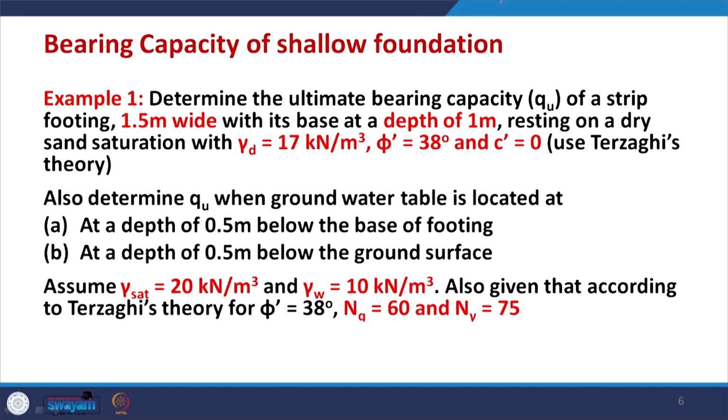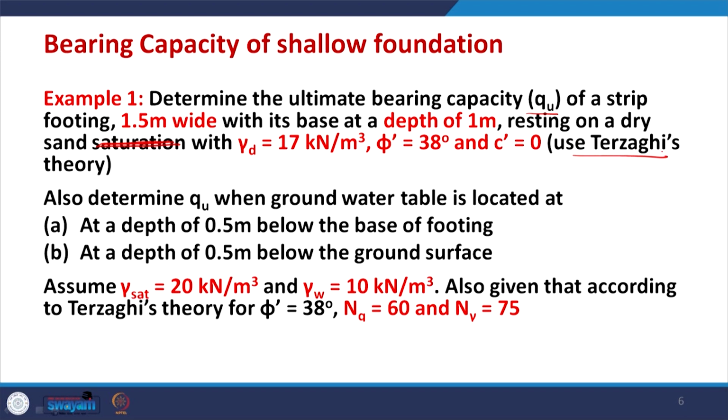So, it is under the category of shallow foundation, and the footing is resting on dry sand. The word saturation should be deleted, it is not there. With gamma d equal to 17 kilonewton per meter cube as the dry unit weight, and the effective angle of internal friction is 38 degree, and being a sandy soil, the cohesion C is 0. So, the ultimate bearing capacity Q u needs to be calculated using Terzaghi's theory, that is the first problem of this example.